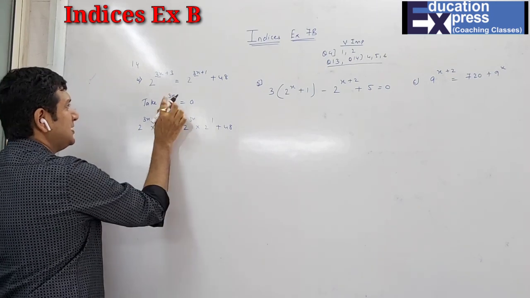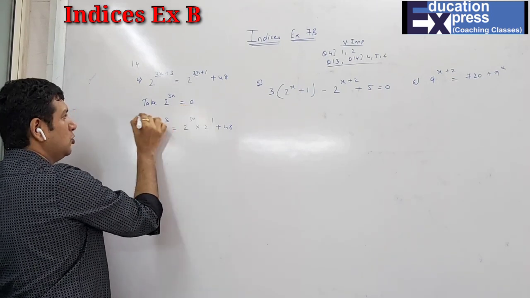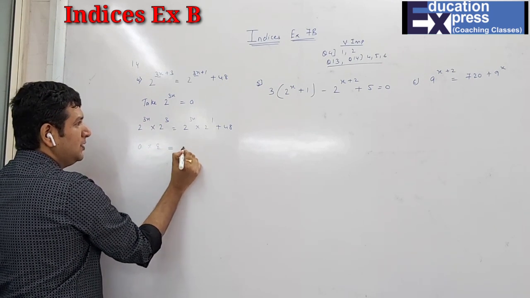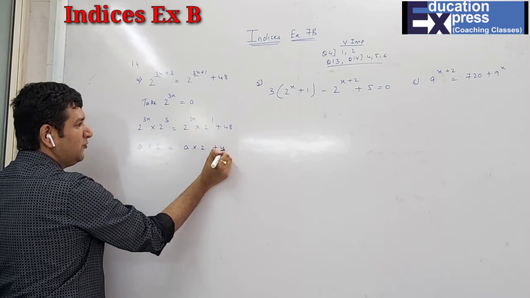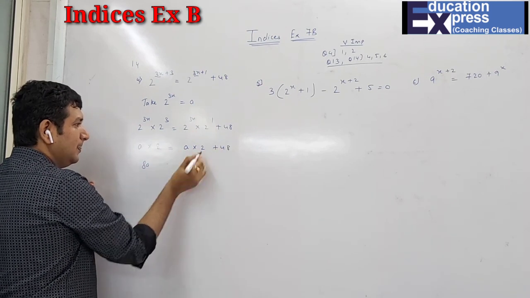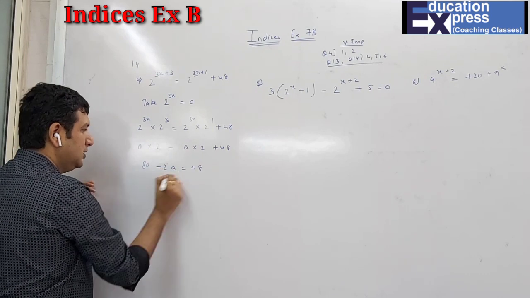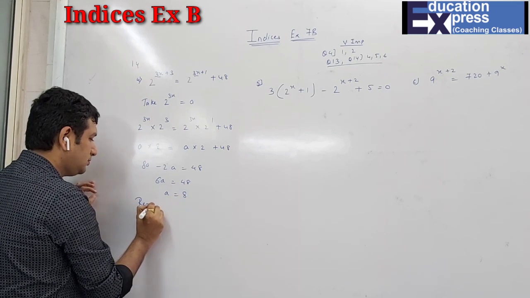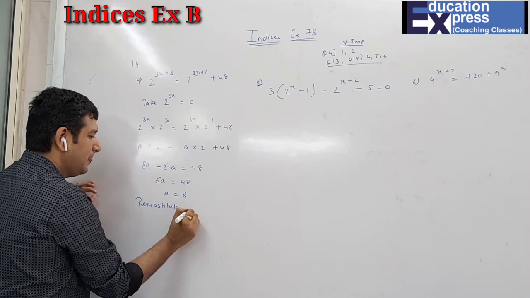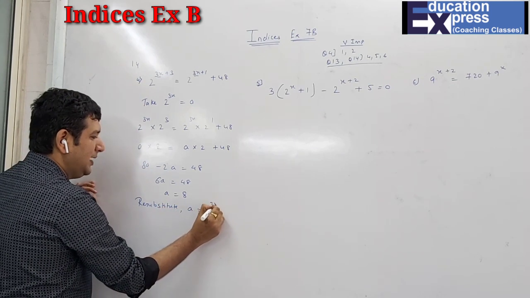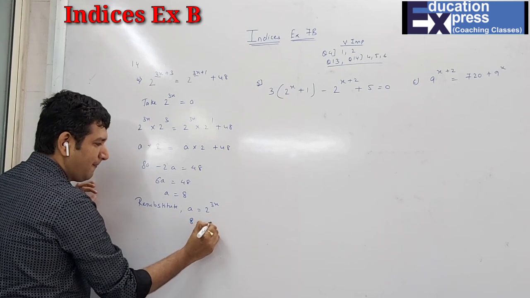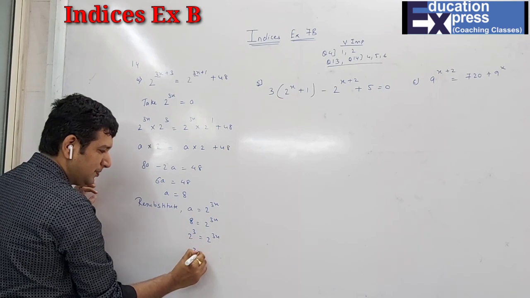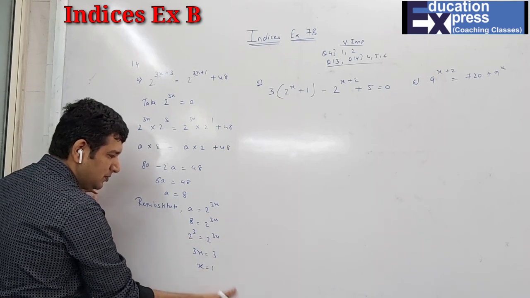So now 2 raised to 3x, I have taken the whole thing as a. This whole thing becomes a into 2 cubed, that is 8, equals a into 2 plus 48. So 8a minus 2a is 48. 6a is 48, so a is 8. Now resubstitute your a as 2 raised to 3x. So instead of a, 8 will come. 8 is nothing but 2 cubed. Bases are the same. Therefore x is 1.